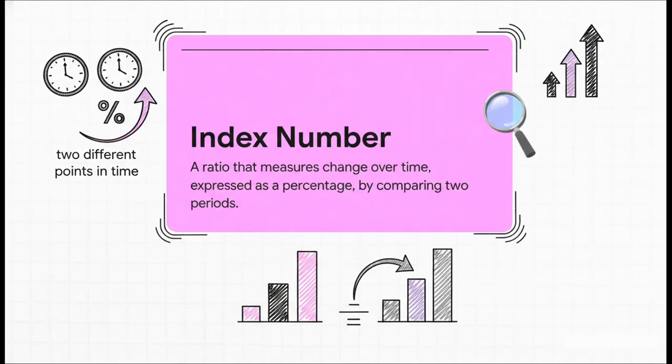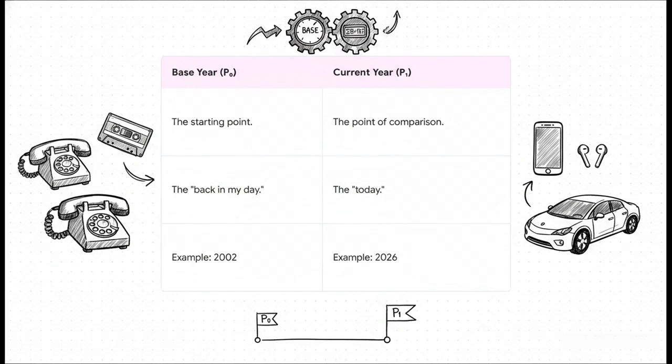Well, at its heart, it's just a standardized way to compare the same thing at two different moments in time. Think of it like a yardstick for change. It's basically a ratio that boils it all down into a simple, easy-to-understand percentage. Now, to make this work, you always need two key pieces. First, you've got your base year, what we call P0. This is your starting line, your reference point, your "back in my day." Then, you've got the current year, or P1. And that's today, the point we're comparing everything to.